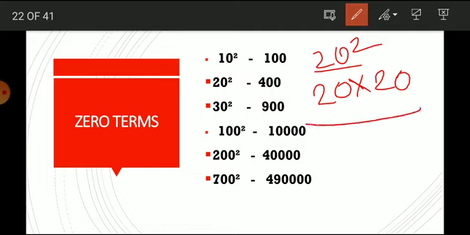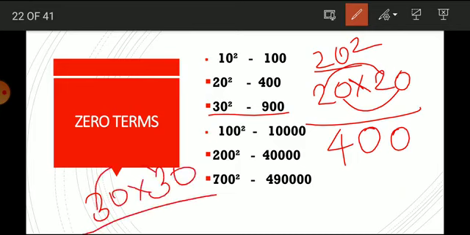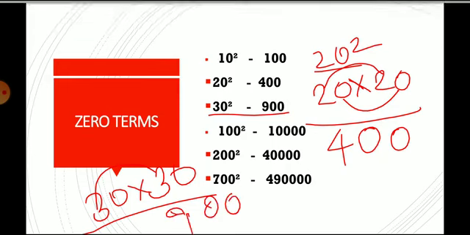Then we multiply. I already told you that when zeros come in the ones, tens, hundreds place, we don't bother about those zeros. We multiply the non-zero terms: 2 twos are 4. After that we put the zeros. How many zeros are there? So 400. We apply the same in 30. 30 square means 30 into 30. First we multiply the non-zero terms: 3 threes are 9. Then 2 zeros, right?